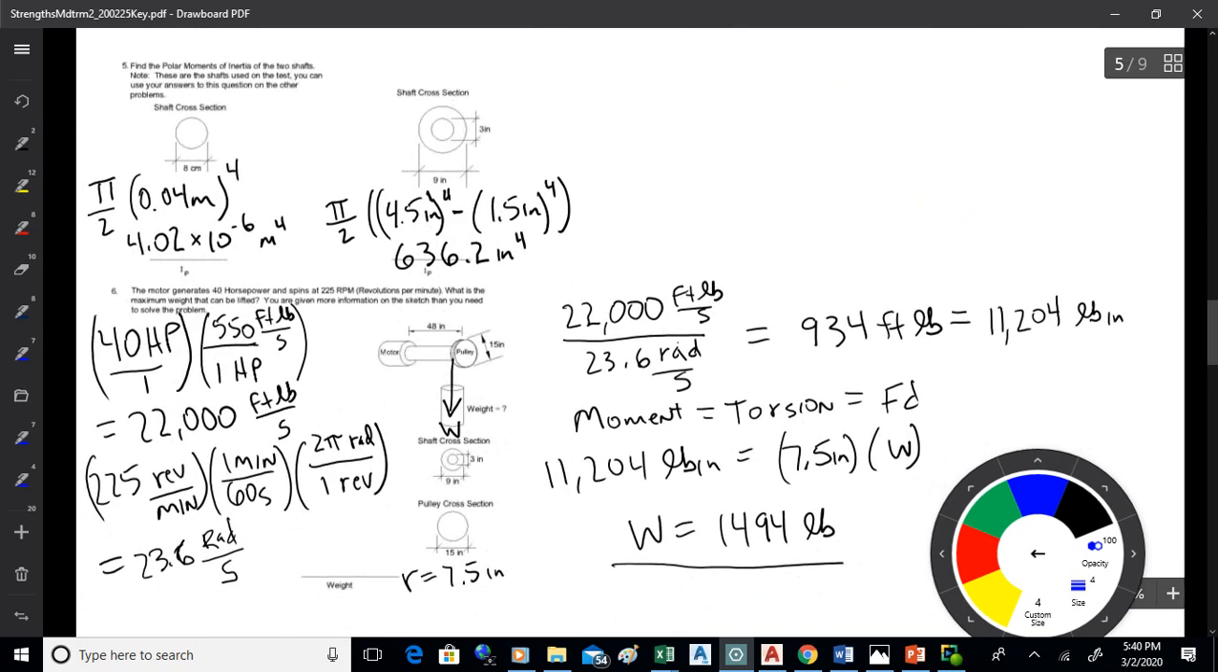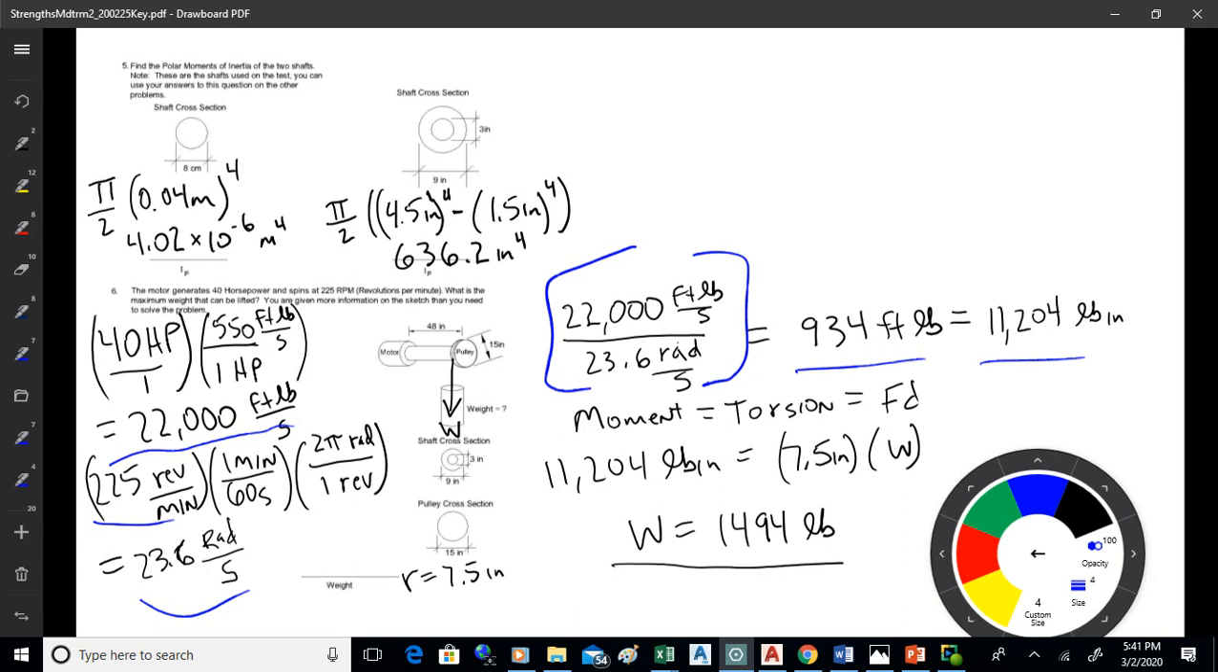Okay, the one after that, you find the moments of inertia, pi over 2 R to the 4 for the first one, and pi over 2 times outer radius to the 4 minus inner radius to the 4 for the second. Okay, this next one here, what we're going to do is take the horsepower, convert it into foot-pounds per second by multiplying it by 550 foot-pounds per second per horsepower. Take the revolutions per minute and convert that into radians per second, 23.6. Divide the power by the angular speed to get 934 foot-pounds, which is 11,204 pound-inches there.